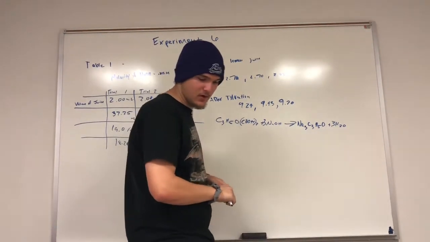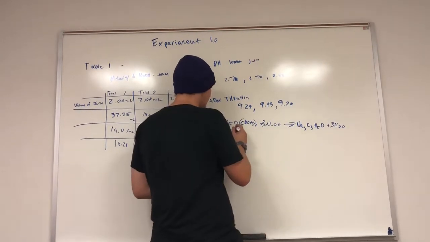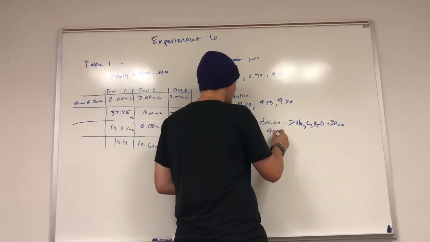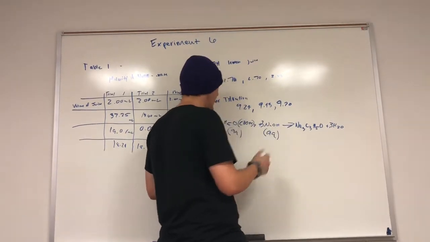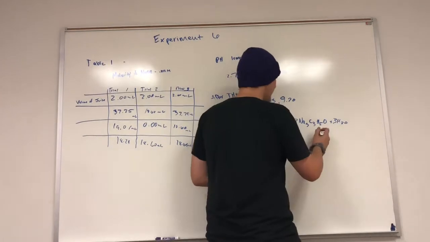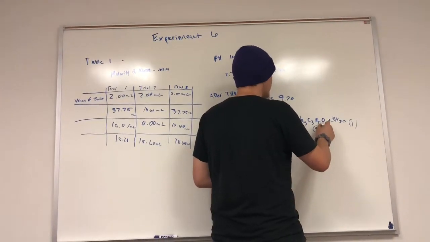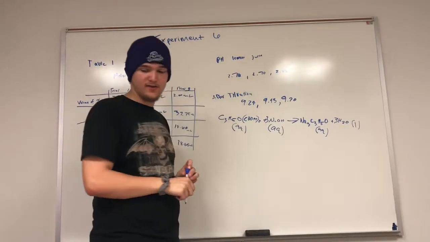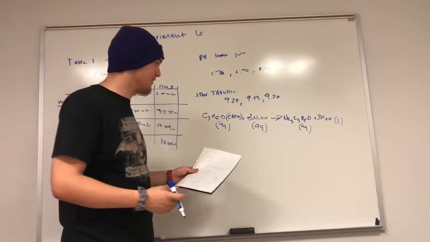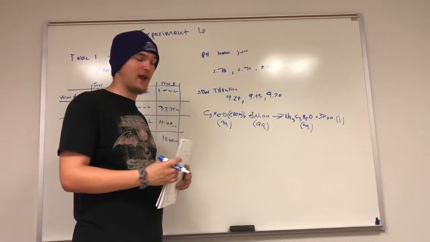Now we are going to put the states of matter over here. So we have aqueous, which means it dissolves in water, for sodium hydroxide and for citric acid. And then this one is a liquid for water, and this one is aqueous. Now I'm going to show a sample calculation of stoichiometry for the citric acid.